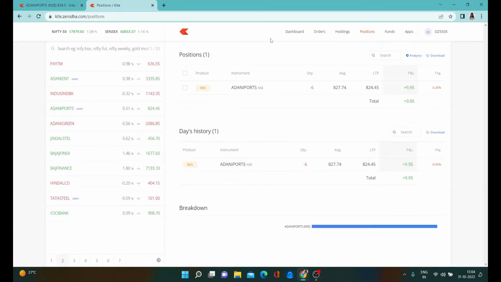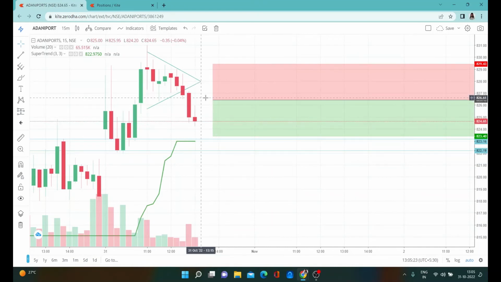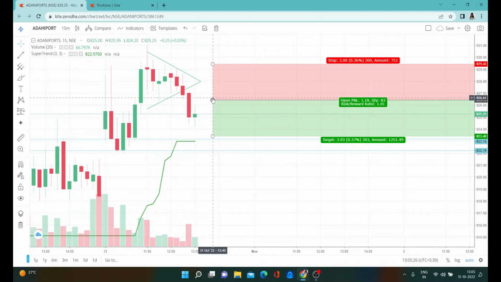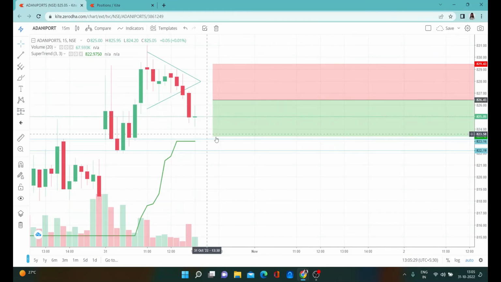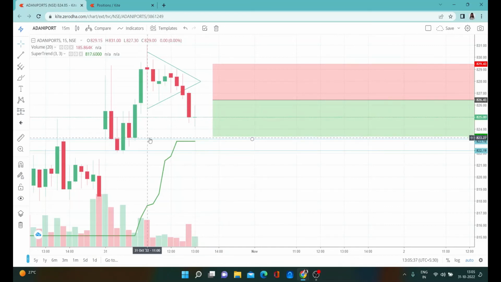Guys, please remember that I'm taking this trade for demo purpose, and don't focus on the quantity or the profit you're making. The quantity I've taken is extremely minimal, and for practice purpose, this is the kind of quantity you need to take. Focus on the price action, your trading strategy, how to hold on to your plan, and how to be patient. Focus on the levels.